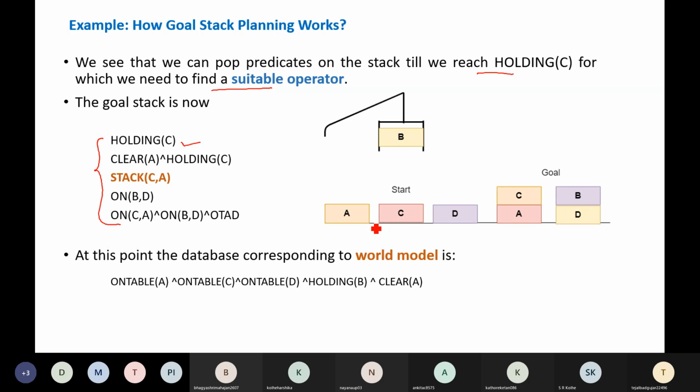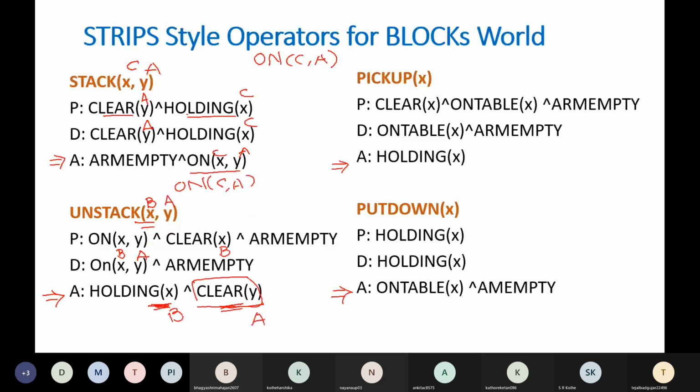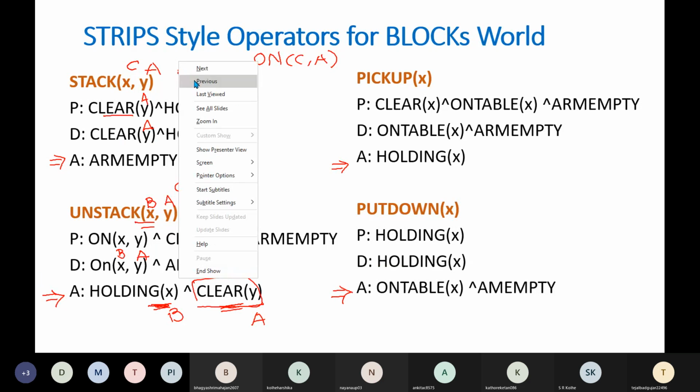Now the world model, that means the database, will contain: A is on table, C is on table, D is on table. On table A, C, D. Arm is holding B and A is clear. Okay, this is the world knowledge. So find the suitable operator which will make Holding C true. What is the operator? Go back. When Holding C is true, let me remove this.